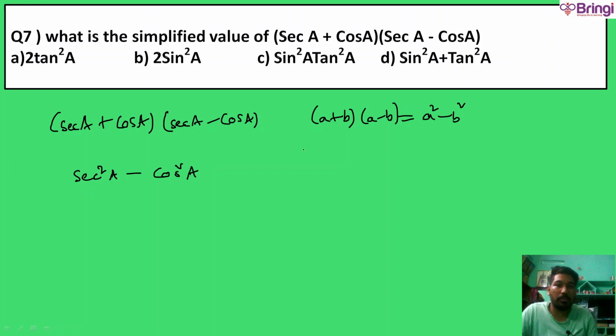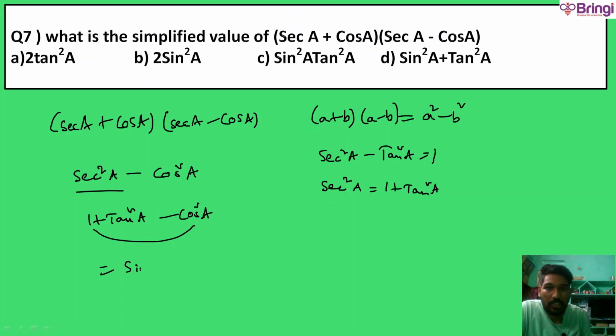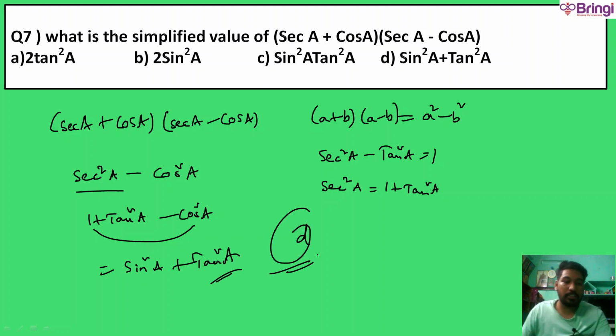And one more thing, the formula we know, secant square A minus tan square A is equal to 1. So secant square A is equal to 1 plus tan square A, right? So in the place of secant square A, we can write 1 plus tan square A minus cos square A. And what about 1 minus cos square A? It is nothing but sin square A. So the answer is sin square A plus tan square A. So option D. So 7th question completed.